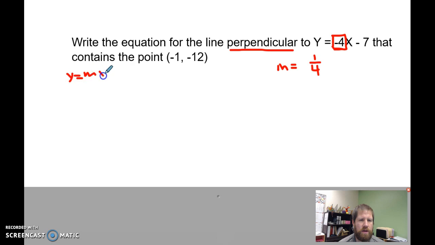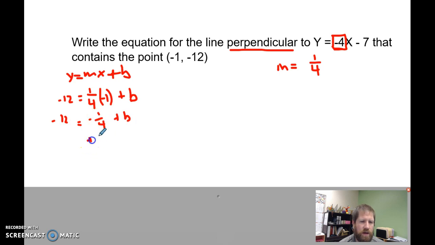y equals mx plus b. Use this method first. Stick in my slope, 1/4. Stick in my values here. I've got my x value of -1, my y value -12, and plus b. 1/4 times -1 is -1/4. -12 equals -1/4 plus b.